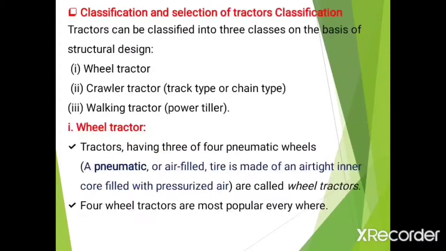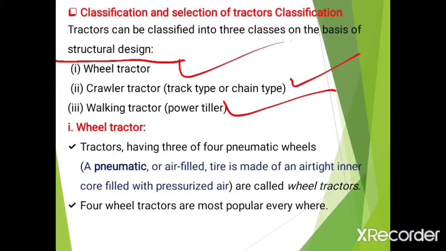Now the next point is classification and selection of tractors. Here the tractors can be classified into three classes on the basis of structural design. So what are those three classes? First, the wheel tractor, then the crawler tractor, which is also called track type or chain type. Then the last one is the walking tractor. It is the most commonly used tractor in India nowadays, that is, the power tiller.